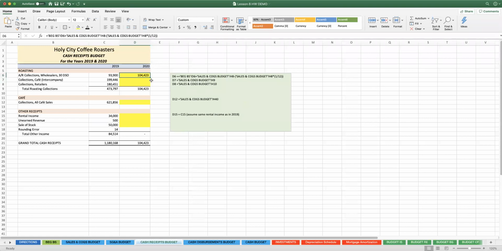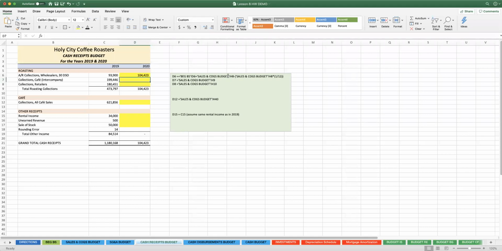Okay, that is correct. Let's double check that. So it is the beginning balance sheet D6 plus sales, cost of goods sold budget H8 minus the same cell H8 times 1/12. What you're doing there on that last piece is you didn't collect all of those sales. You collected 11 months of them. The 12th month is still in accounts receivable because they're on a 1 month lag. Okay, so that's why you're backing that out. And that's going to be the amount that's on the balance sheet for accounts receivable. It's 1/12 of that sales amount. We'll get to that. That's next week.